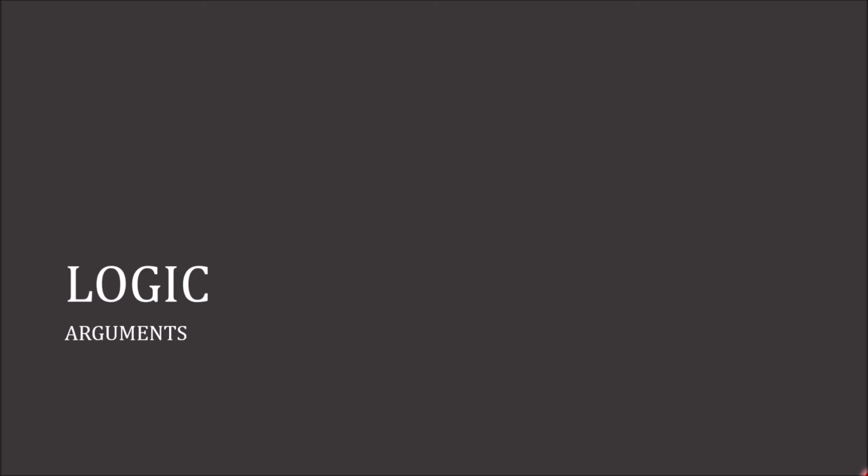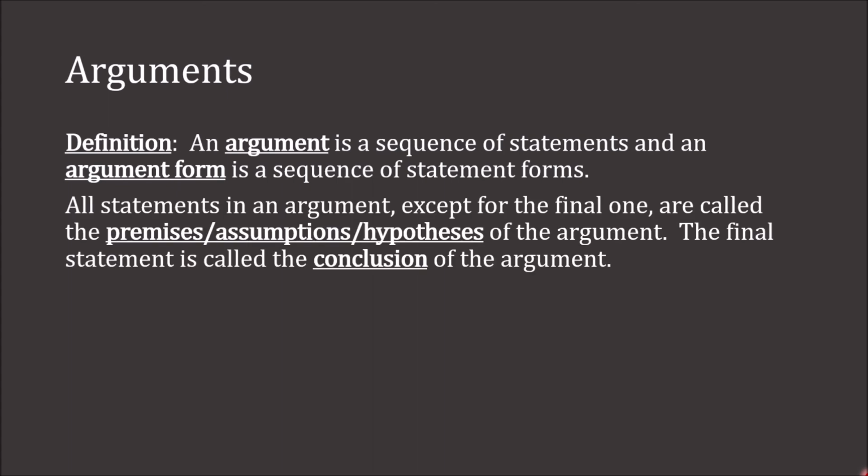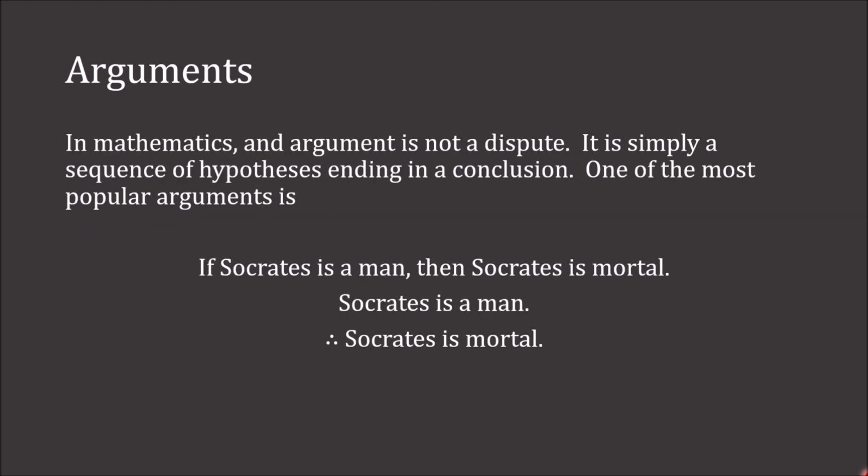So we shall continue our study with arguments. An argument is a sequence of statements, and an argument form is a sequence of statement forms. All statements in an argument, except for the final one, are called the premises, the assumptions, or the hypotheses of the argument. The final statement is called the conclusion of the argument. In mathematics, an argument is not a dispute. It is simply a sequence of hypotheses ending in a conclusion.